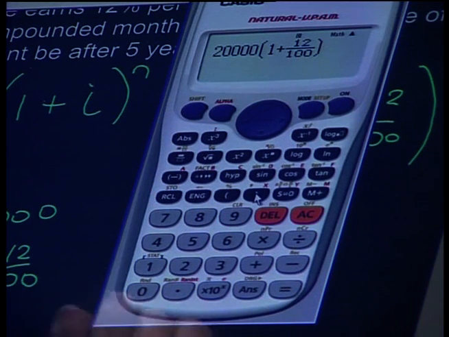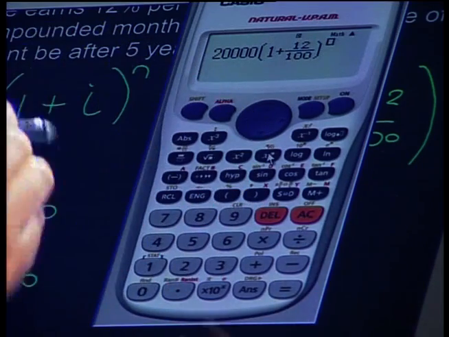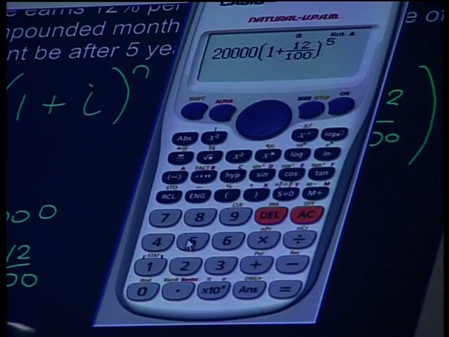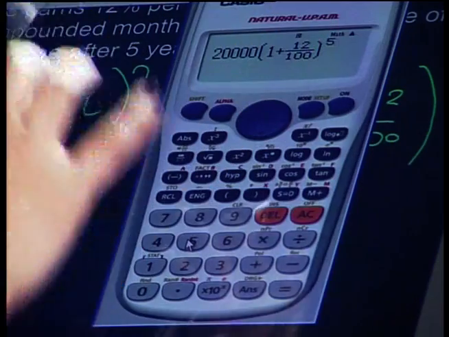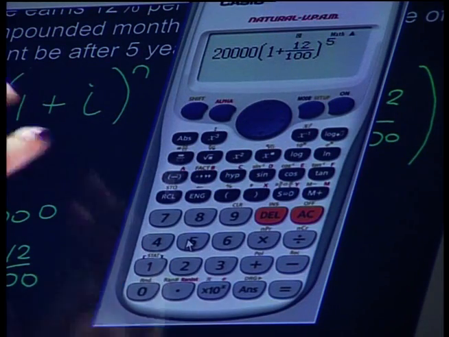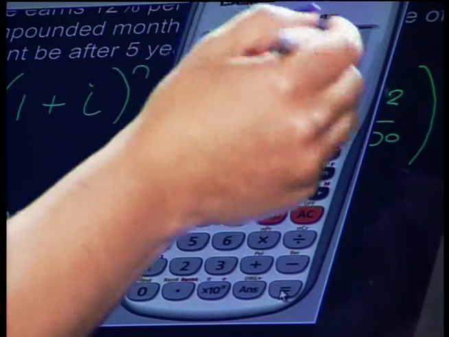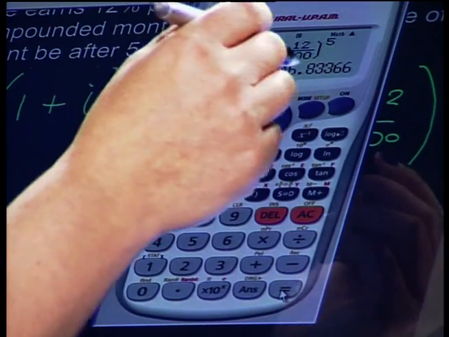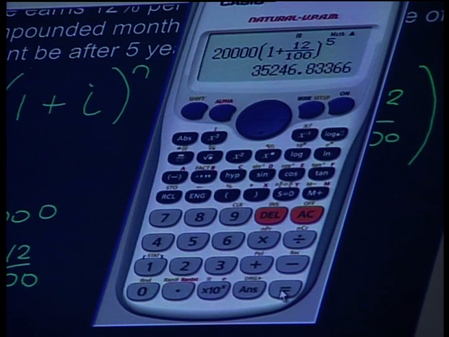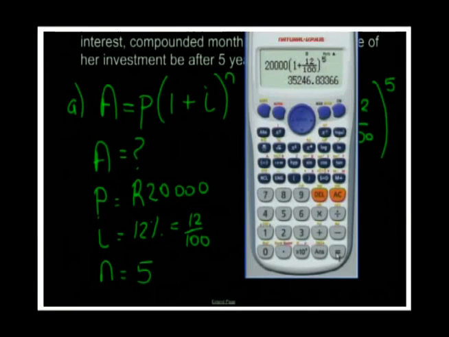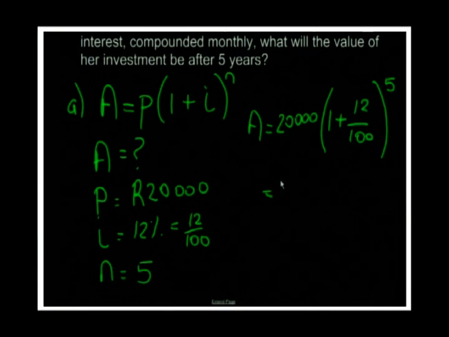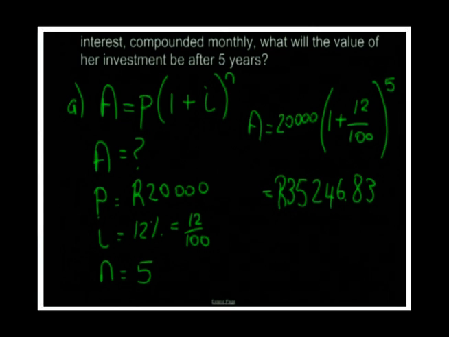To the power of 5, we use this little button over here that gives me a power, and then I can type in the number 5. Now I've typed in everything and it looks exactly the same as it did on the board. Press equals and I end up with 35,246 and 83 cents. So let's write that in. Back to our notes. So she earned 35,246 rand and 83 cents, and that's what her money is worth after the 5 years.